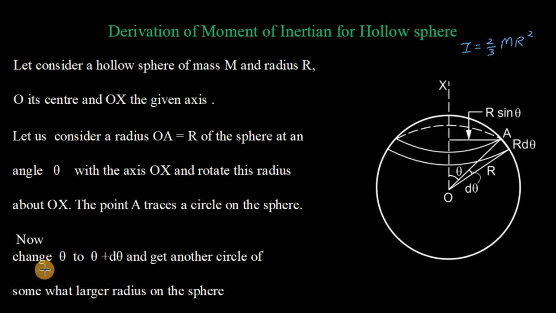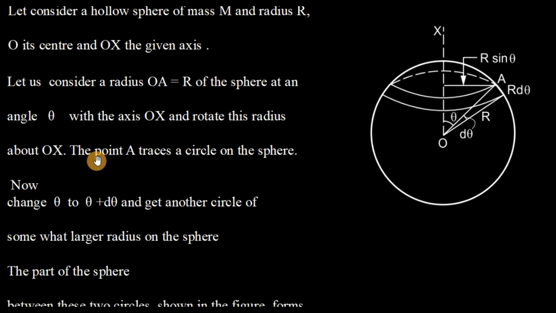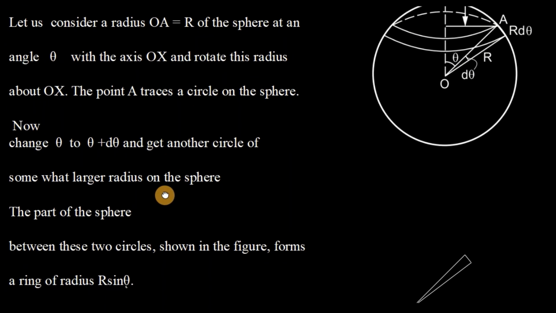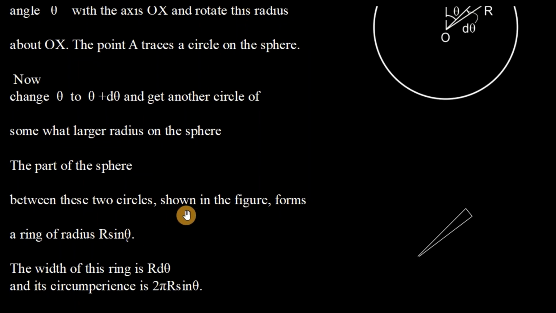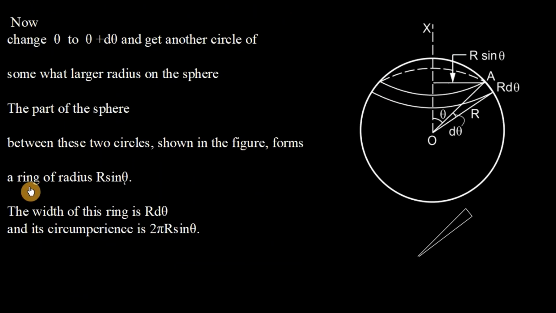Now change theta to theta plus d theta and get another circle of somewhat larger radius on the sphere. The part of the sphere between these two circles shown in the figure forms a ring of radius r sin theta. The width of this ring is r d theta and its circumference is 2 pi r sin theta.